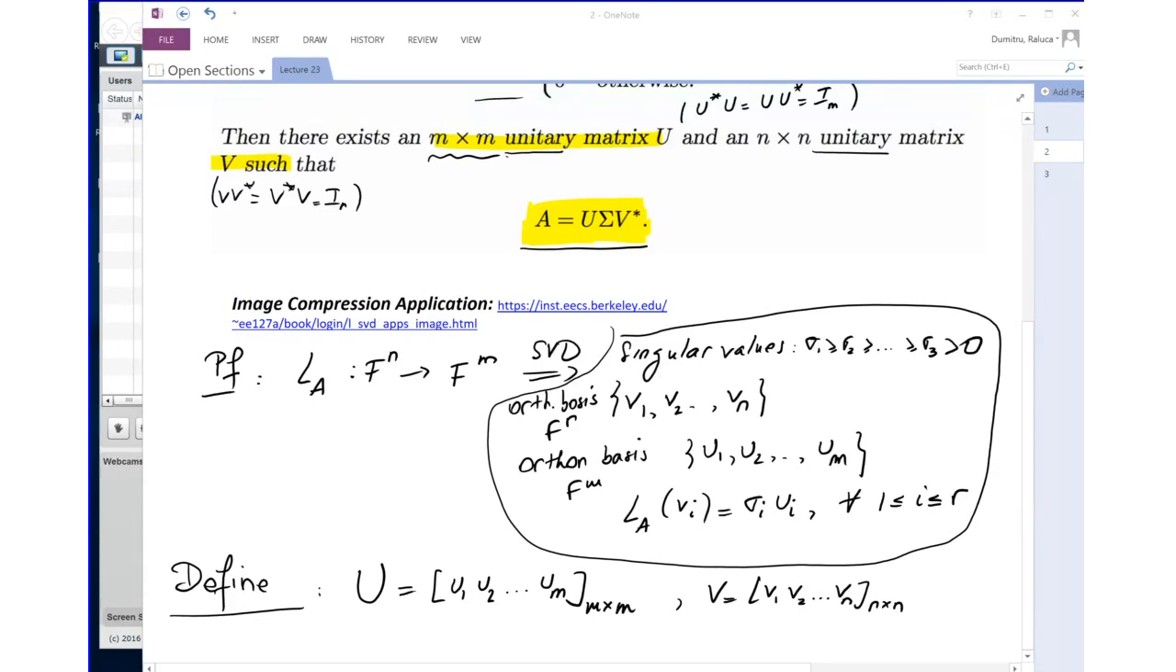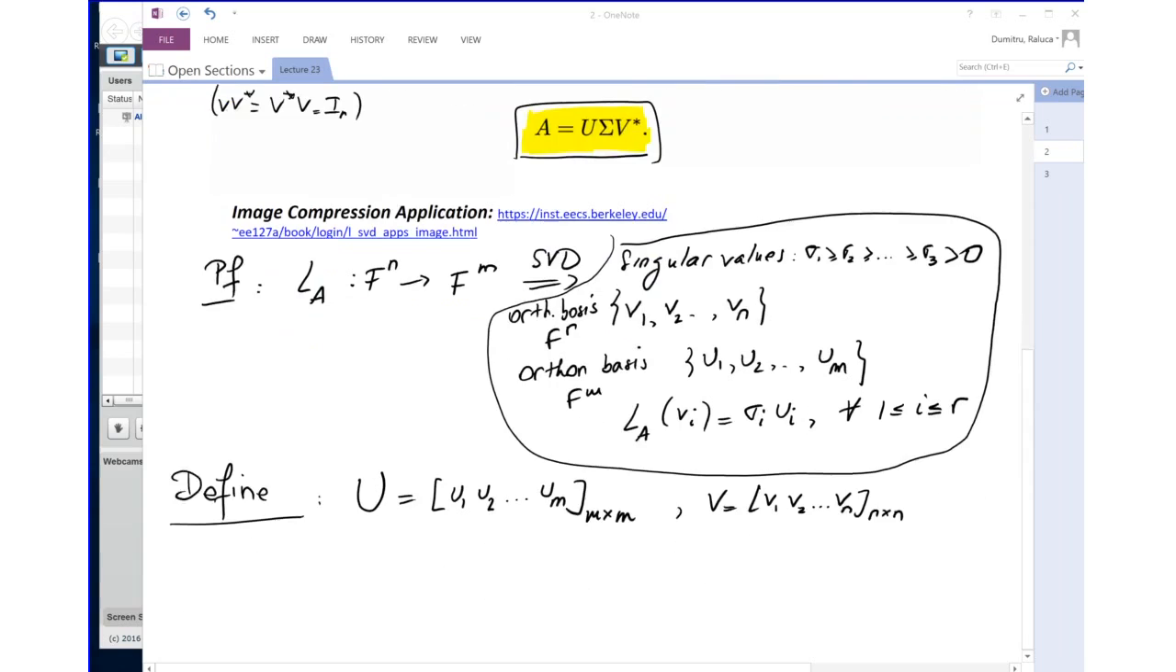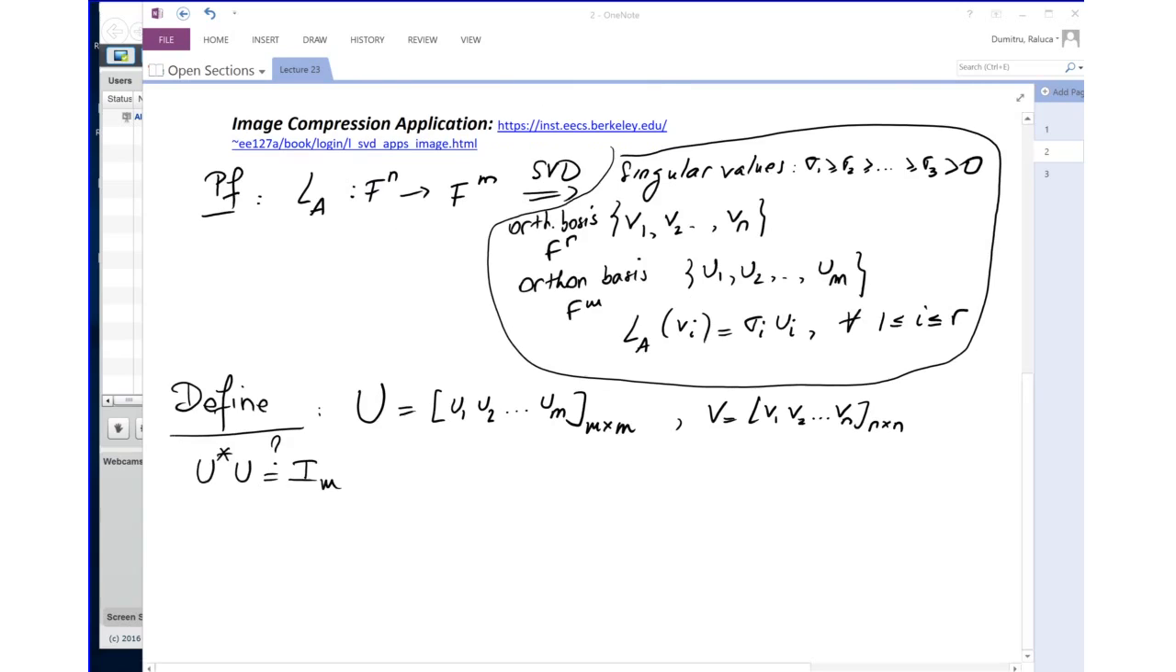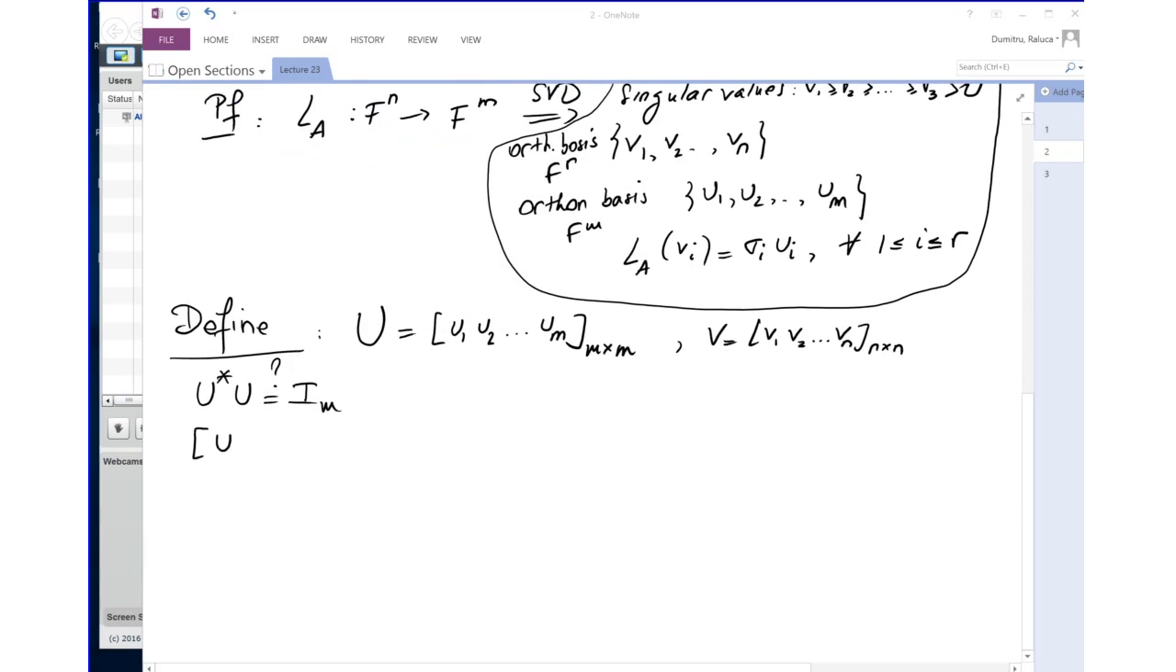So let's just check. They cannot be just any kind of matrices. They have to be unitary, right? So U star U equals the identity. Let's check for one of them. Let's look at U star U. It should be the identity, m by m. It's a product of two matrices. I want to find the ij entry, and I want that to be the Kronecker symbol, delta ij, in order to give me the identity matrix.